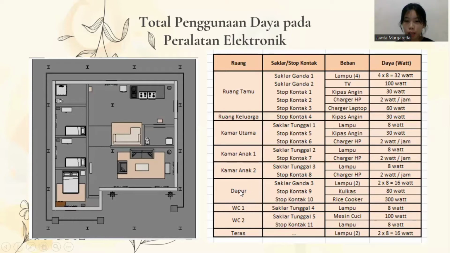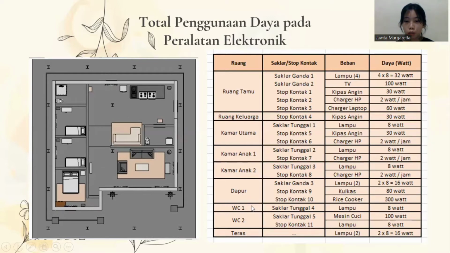And at the kitchen, I use 1 double switch and 2 electric sockets. There are 2 lights, 1 refrigerator, and 1 rice cooker. Every light uses 8 watts, so the total power for 2 lights is 16 watts. The refrigerator uses 80 watts. The rice cooker uses 300 watts.